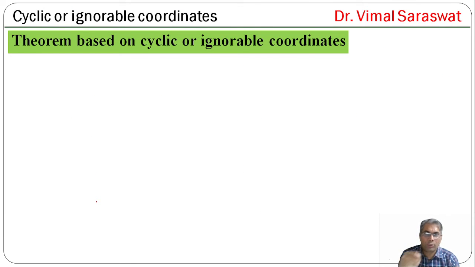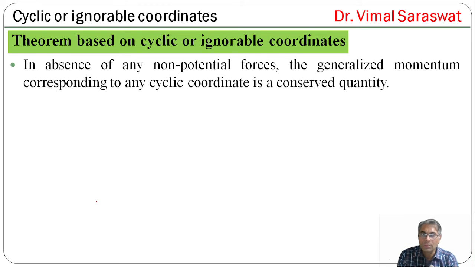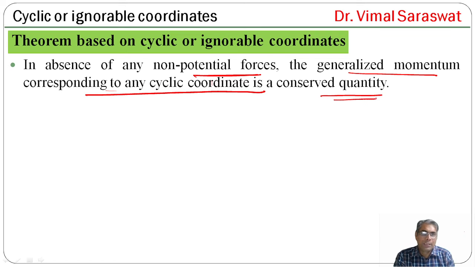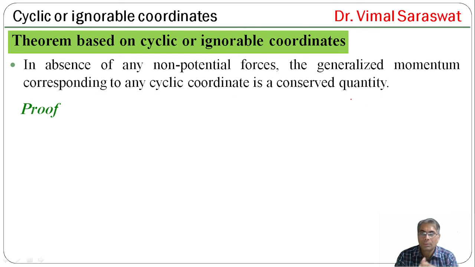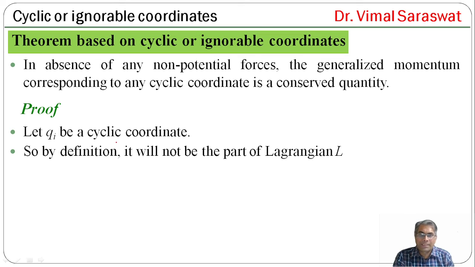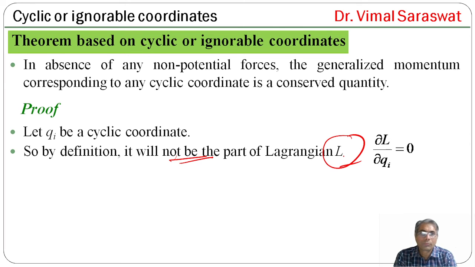Theorem based on cyclic or ignorable coordinates: in absence of any non-potential forces, the generalized momentum corresponding to any cyclic coordinate is a conserved quantity. Now, we prove this result. Let Qi be a cyclic coordinate. It means we can ignore this coordinate. So, by definition, it will not be part of the Lagrangian L. It means del L upon del Qi equals 0.